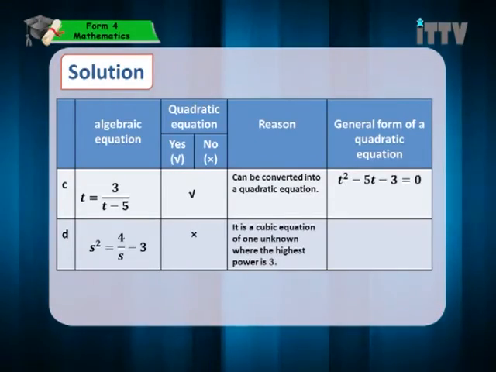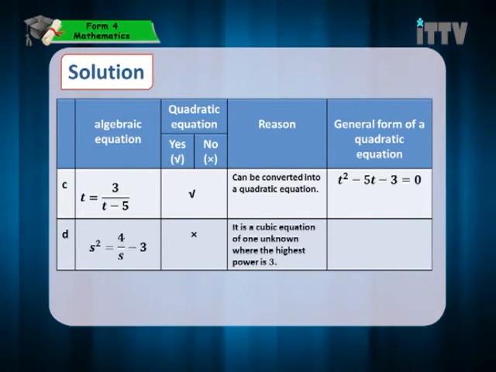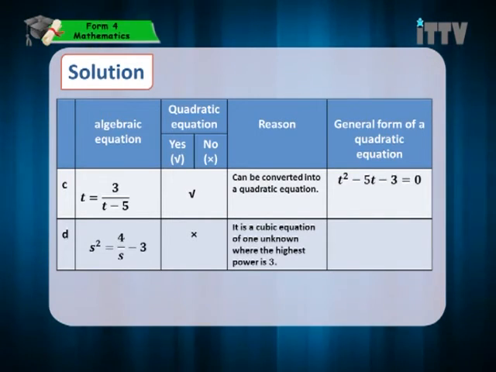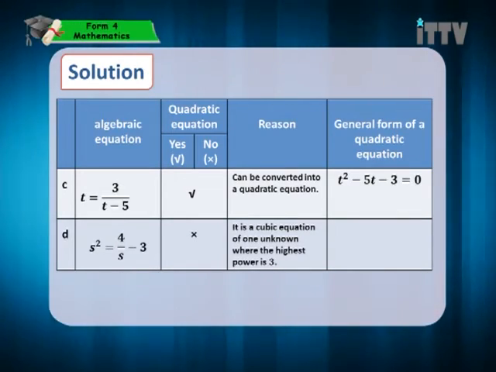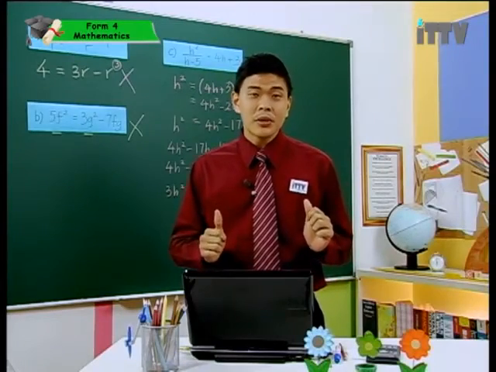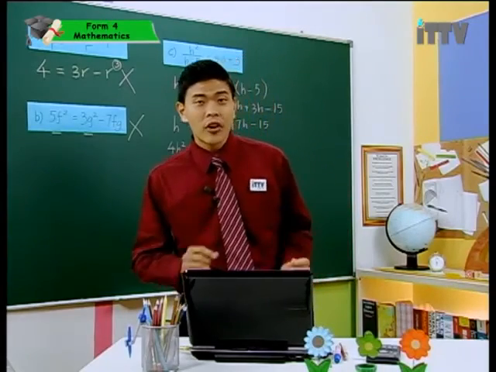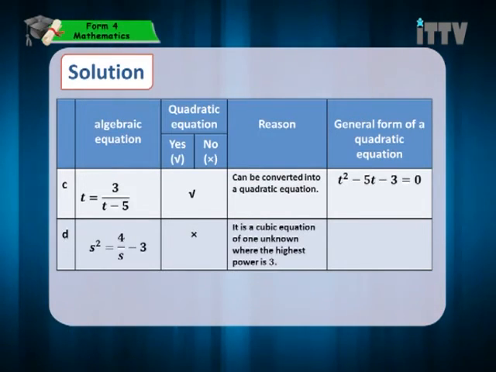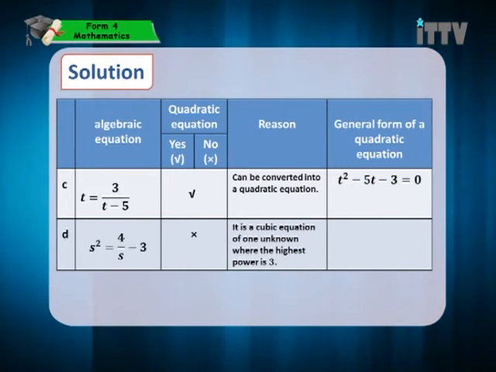In C, t = 3/(t - 5). Yes, correct. It is a quadratic equation because this can be converted into a quadratic equation. And how do you do that? Based on the example just now on the board, the same method. Get it into general form and rearrange it. And the general form is t² - 5t - 3 = 0.